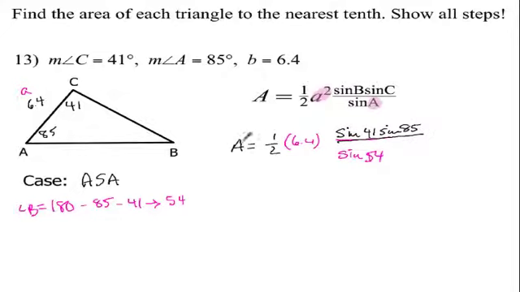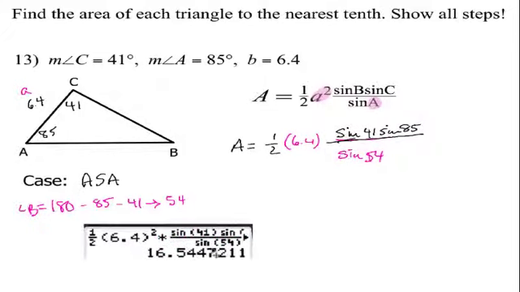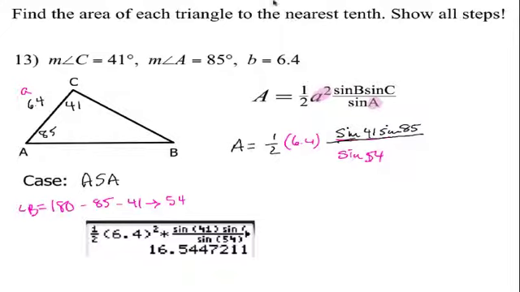Next, all you're going to do is plug that into your calculator, and when you do that, boom, you'll get 16.544. If you had to round that to the tenths place, you're going to get 16.5 for the area. Now there are no units given, so you could just say units squared, or square units. So that's how you do this problem here.